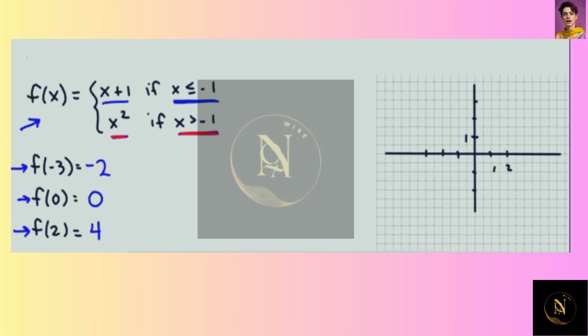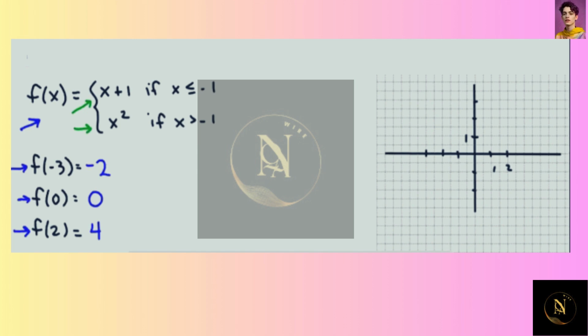Okay, now let's think about how we would draw the graph in general. What I like to do is first visualize what I'm expecting to see. The first piece would be a piece of a line, and that would be the line y equals x plus 1, so it would have a slope of 1 and a y-intercept of 1. And the second piece would be a piece of a parabola, y equals x squared. So we can picture that parabola opening up and having a vertex at 0, 0.